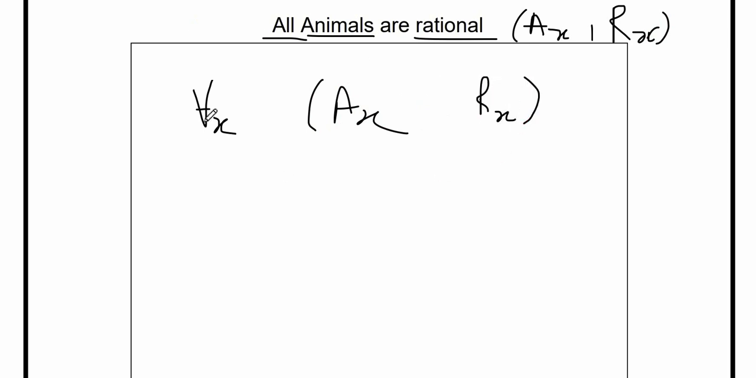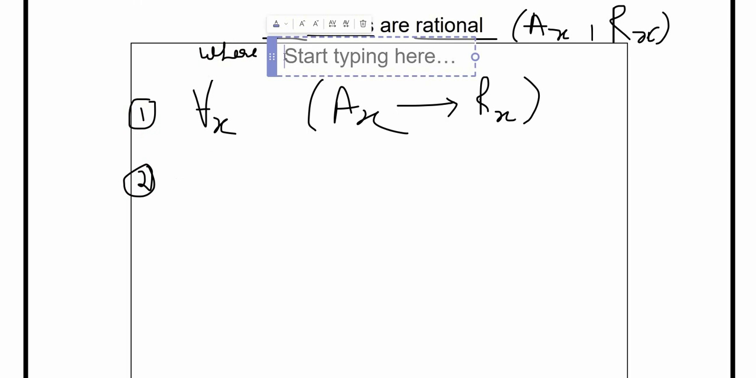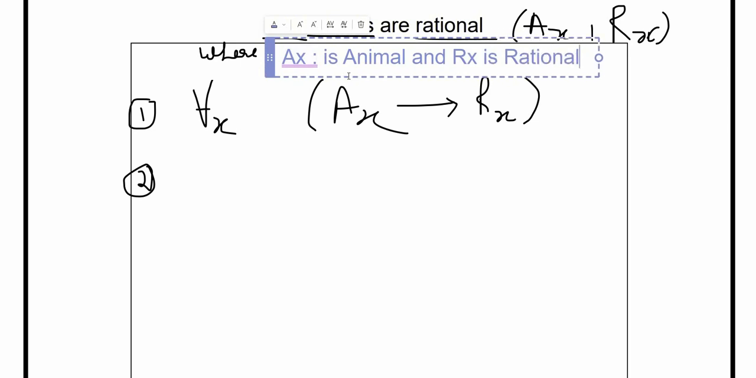Now what did I tell you? If you are using universal quantifier, we have to use the implies symbol. So this is one part where we have symbolized it. Now the second part is we also have to write where Ax is animal and Rx is rational.